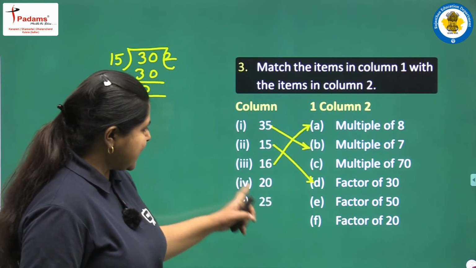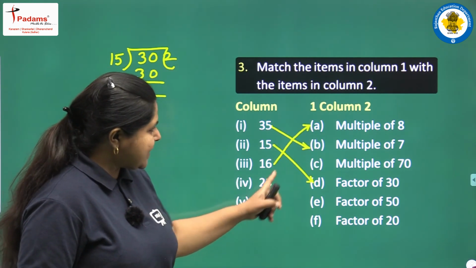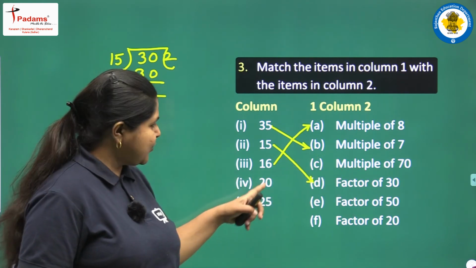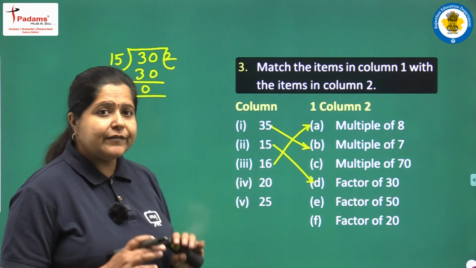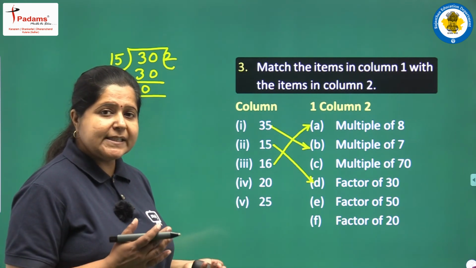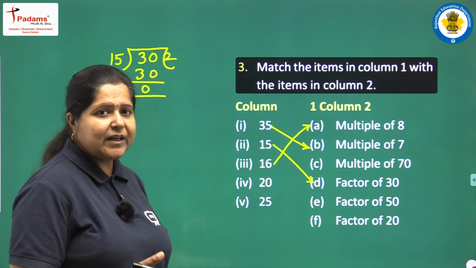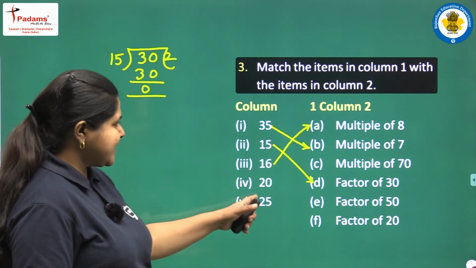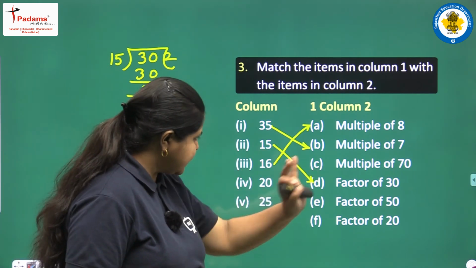Then 20. Is 20 a multiple of 70? Again 20 is less than 70, so it will not be a multiple. It cannot be a multiple, because multiples are either equal to the given number or greater than it, and it is less than 70. So this is cancelled.